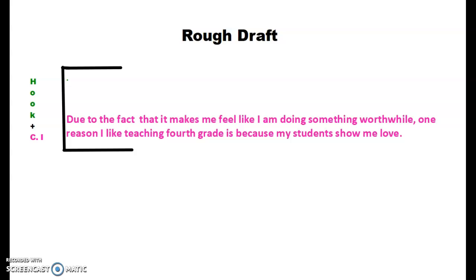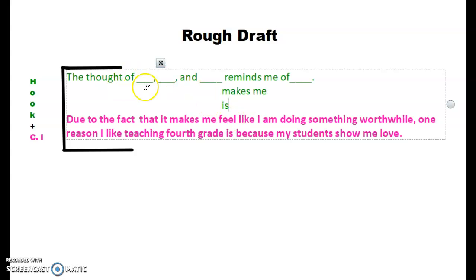Personally, I really like that option. And the only thing I did was a pitchfork. So let me show you the pattern. So the thought of blank, blank, and blank reminds me of blank. Or the thought of blank, blank, and blank makes me blank. Or the thought of blank, blank, and blank is blank.